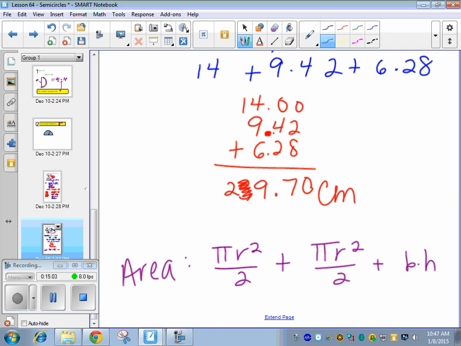Okay. So you guys pretty much got it, right? We plug in the r and base height, figure out all those lovely decimals. I think we got this, okay?